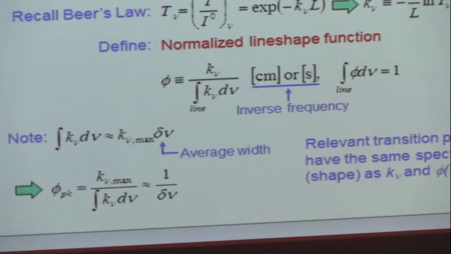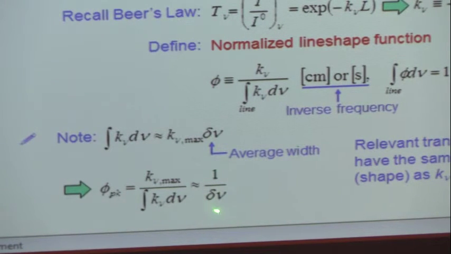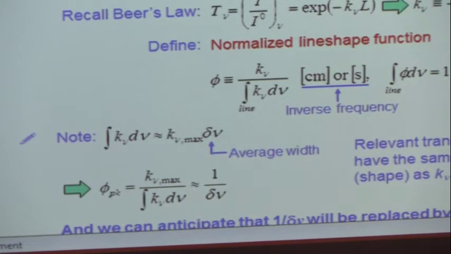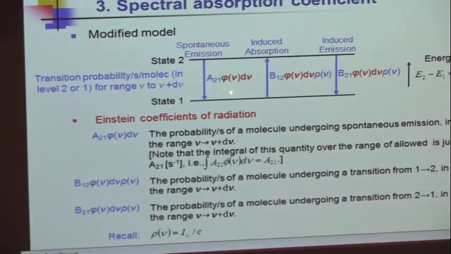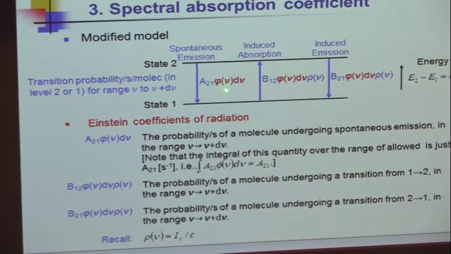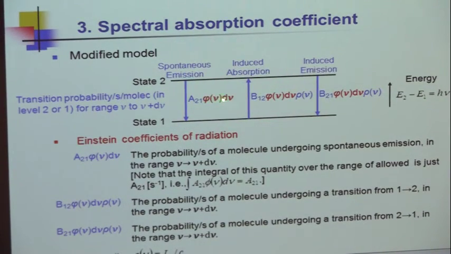I do some hand-waving arguments here, and I'm going to anticipate that where I had this 1 over delta nu before, I'm just going to get a phi. That's what we anticipate, but now we're going to go through it. So now we go back to this model, and instead of having that rho of nu term, we now have the line shape function d nu. This taken together has the same meaning. It's the transition probability per second in this frequency range. So now we're doing it in a limited, specific frequency range.